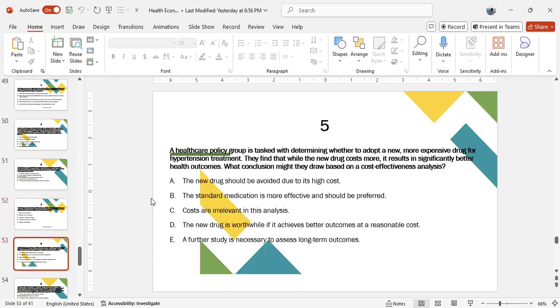A healthcare policy group is tasked with determining whether to adopt a new, more expensive drug for hypertension treatment. They find that while the new drug costs more, it results in significantly better health outcomes. What conclusion might they draw based on cost effectiveness analysis? A. The new drug should be avoided due to its high cost. B. The standard medication is more effective and should be preferred. C. Costs are irrelevant in this analysis. D. The new drug is worthwhile if it achieves better outcomes at a reasonable cost. E. If further study is necessary to assess long-term outcomes.